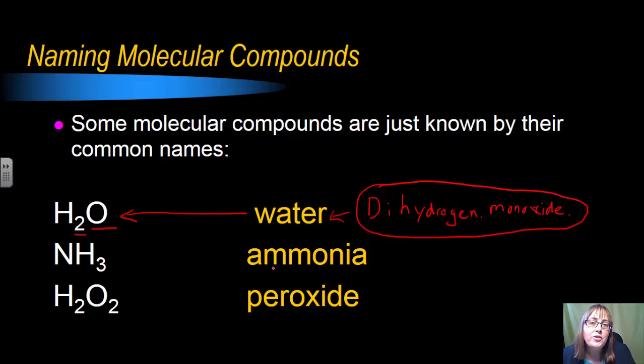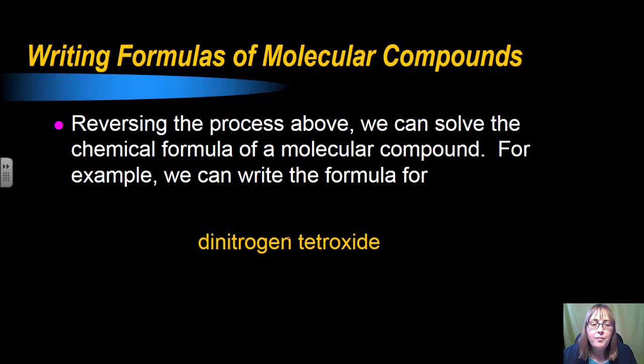There's other compounds that, since they're common, we actually don't use their fancy chemical names. Things like ammonia. And this one here, this is peroxide. This is a very familiar compound if you're ever in the cosmetology program. That's what we use for dyeing hair.